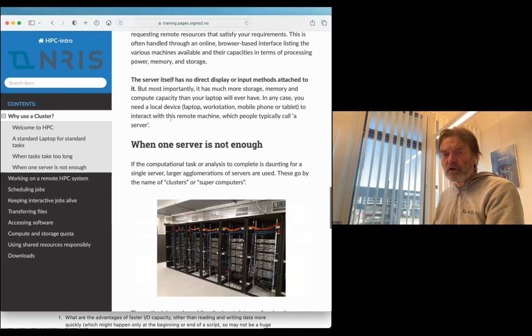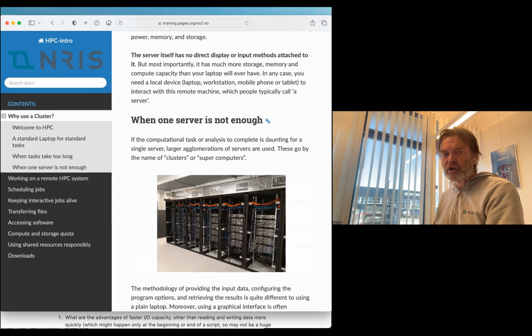So here is a picture of an HPC system. Here the boxes are equal in size, and they are connected with a local area network with high bandwidth, so they can communicate across all the racks.